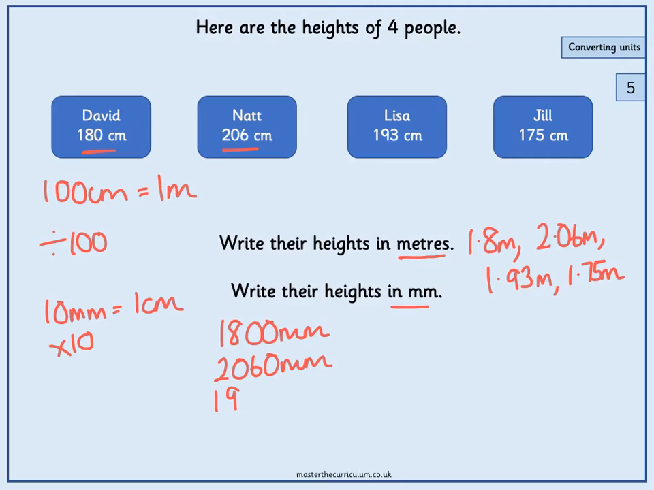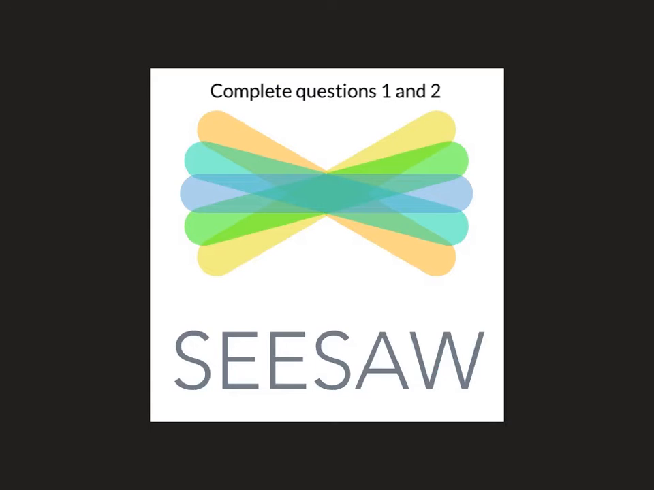Lisa would be 1,930 millimeters, and Jill 1,750 millimeters. Okay, so try questions 1 and 2 on Seesaw.